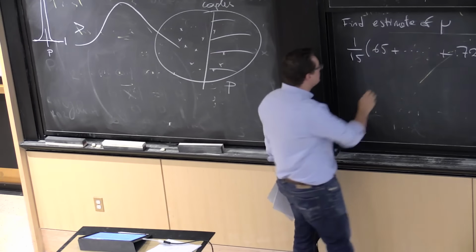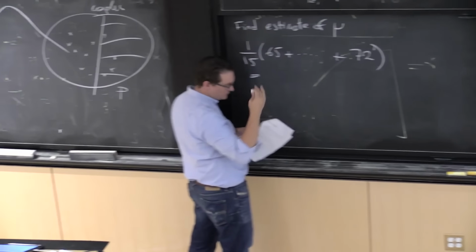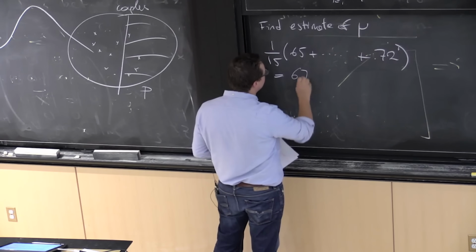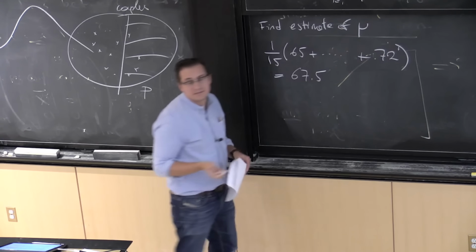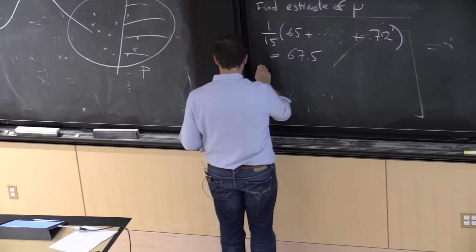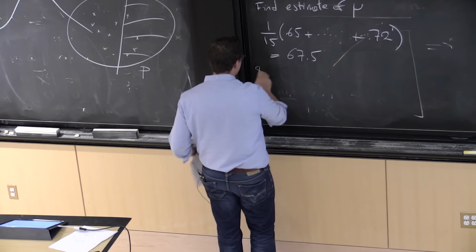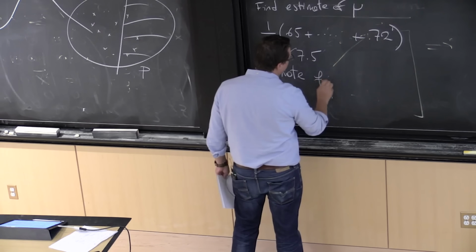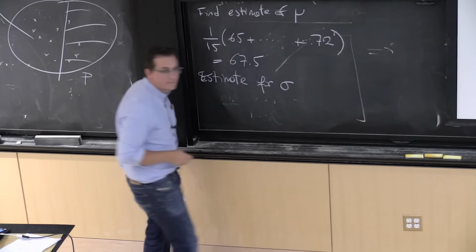And I can do it, and it's 67.5. Okay, so this is my estimate. Now, if I want to compute a standard deviation, so let's say an estimate for sigma.